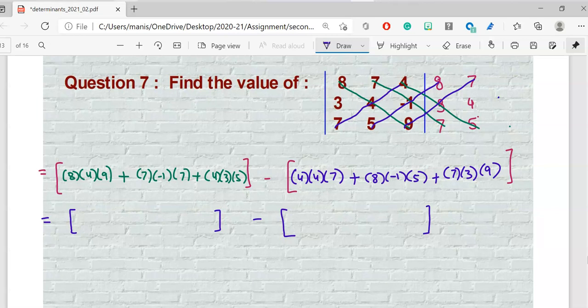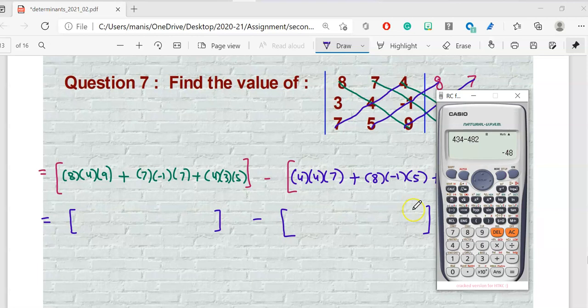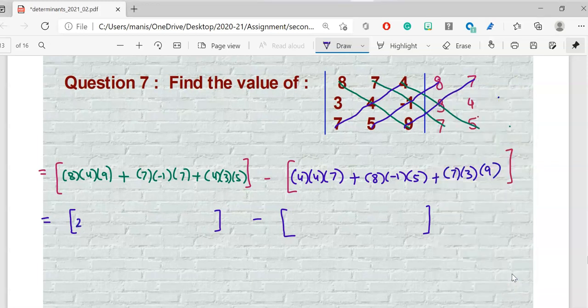Alright, so let's go ahead. Do all of them one time. 8 times 4, 32 times 9. Plus 7 times 7, 49. This will be yours, negative 49. So let me erase this, and it will be my minus 49 over here. Plus 4 times 3 is 12. 12 times 5 is what? 60.